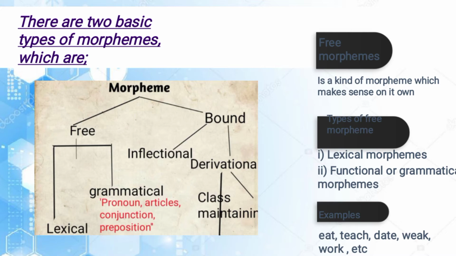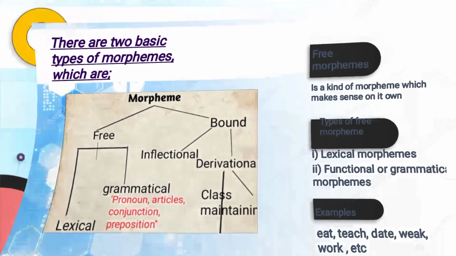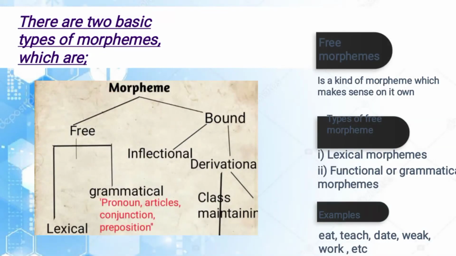As I earlier said, we have two types of free morpheme. Free morphemes that can stand by themselves and tell something about a word are called the lexical morpheme, and the free morphemes that can play a role in grammar are called the functional. Some examples of these free morphemes are eat, teach, date, week, work, man, pizza, run, and the like.